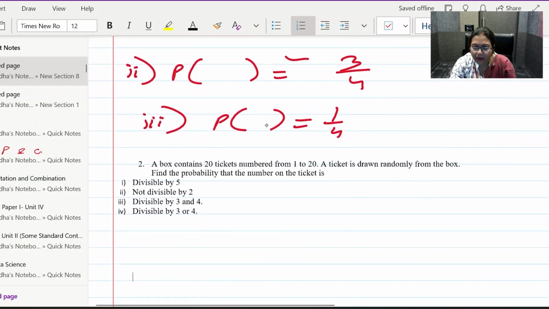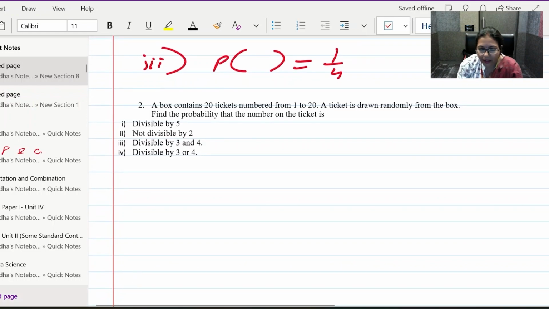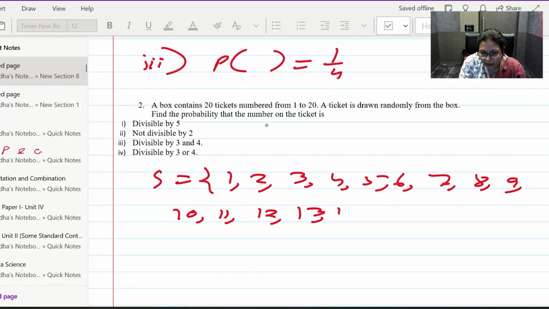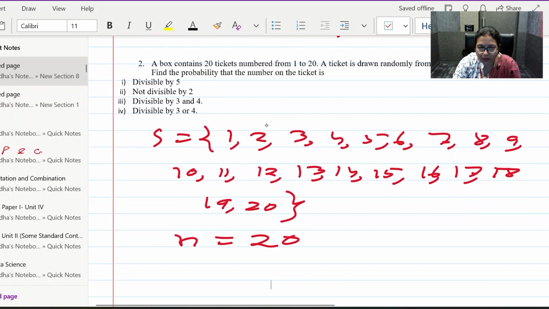Now the second problem. A box contains 20 tickets numbered from 1 to 20, right? So let me write the sample space first. Sample space will be, there are 20 numbers. So 1, 2, 3, 4, 5, 6, 7, 8, 9, 10, 11, 12, 13, 14, 15, 16, 17, 18, 19 and 20. So what is the value of n? N equal to 20, as there are 20 numbers. Now one ticket is drawn randomly from the box. Find the probability that the number on the ticket is divisible by 5, etc. So let us do one by one.